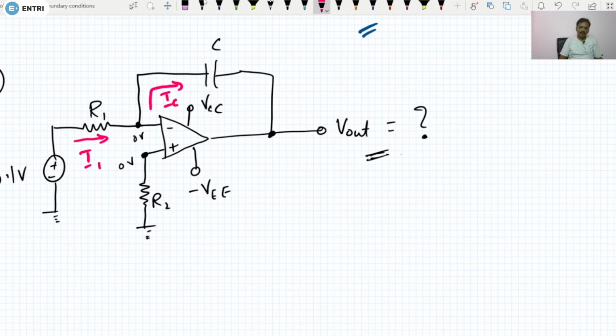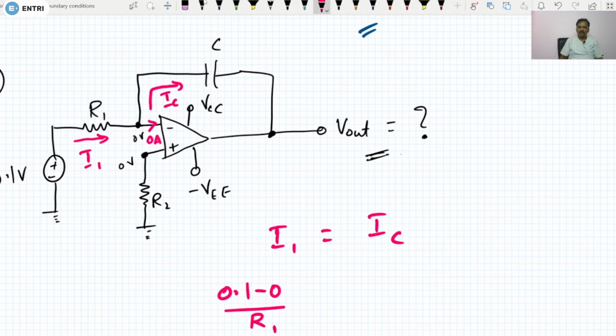Okay, so now this I1 must be equivalent to IC, because the current into the input of the op amp is always 0 ampere. Op amp doesn't draw any input current. So I1 must be equal to IC, right? So I1 is nothing but 0.1 volt minus 0 divided by R1. So this is equivalent to IC.